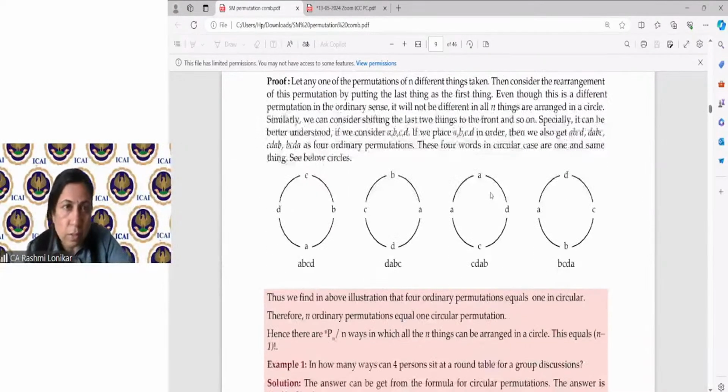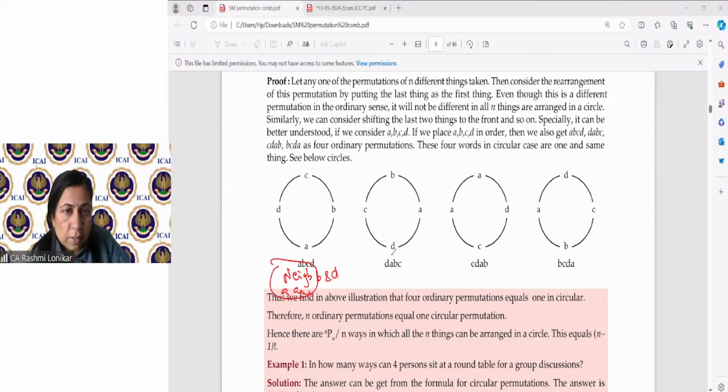See, this is a better way. Four people are sitting: A, B, C, D. Who are the neighbors of A here? The neighbors of A are B and D.